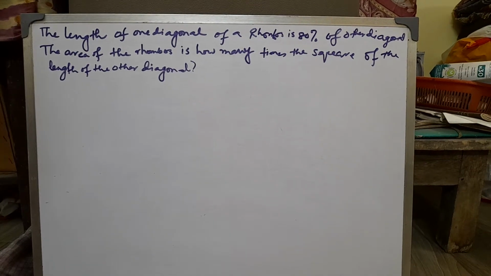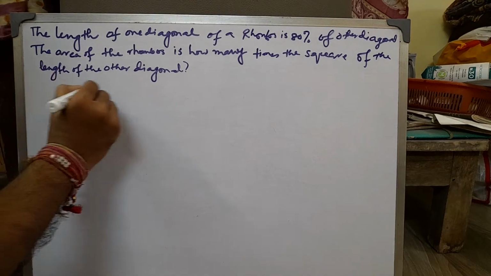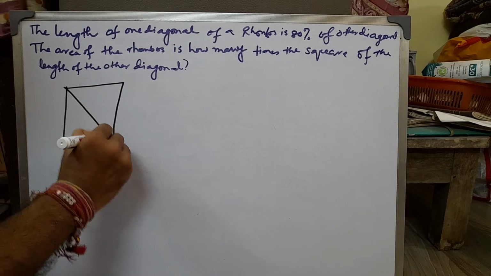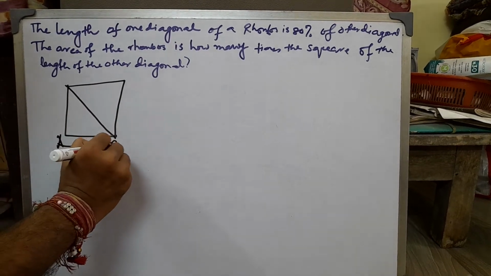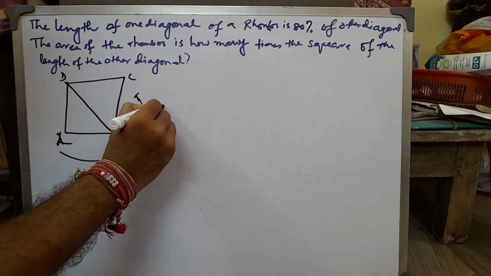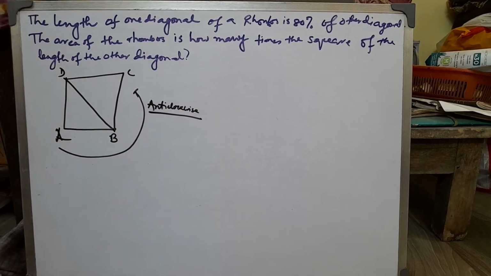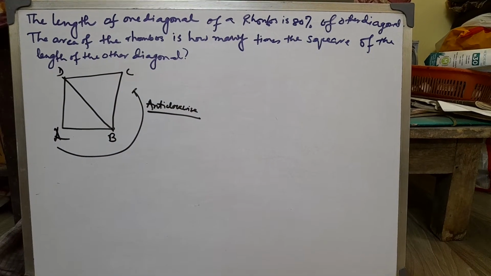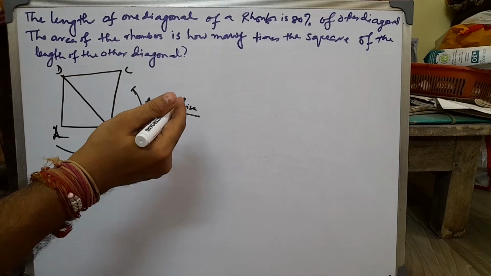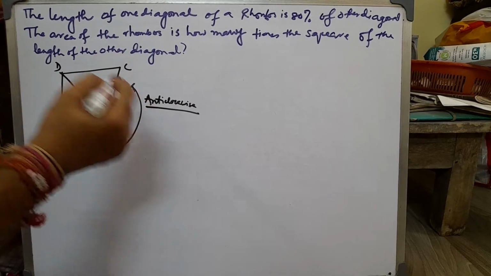This type of problem generally comes in these examinations: the length of one diagonal of a rhombus, suppose this is a rhombus ABCD, is 80% of the other diagonal. Always mark A, B, C, D anti-clockwise, that is a system of geometry. The area of the rhombus is how many times the square of the length of the other diagonal?